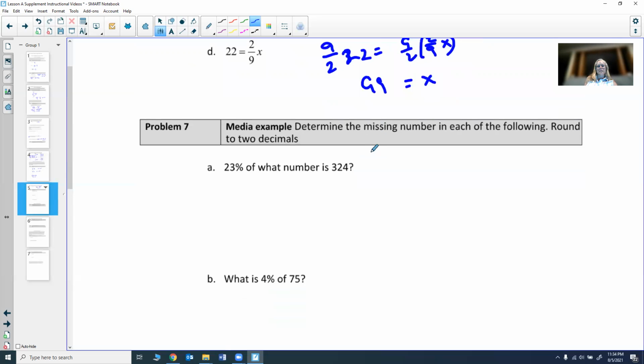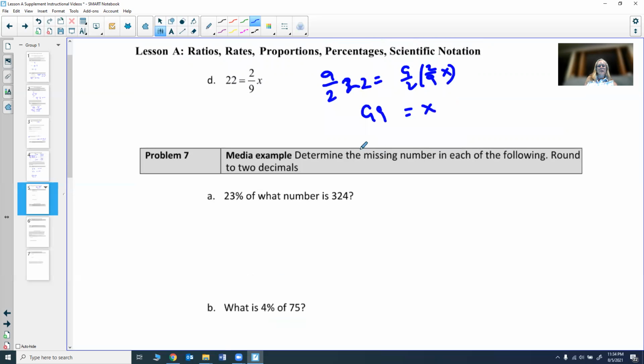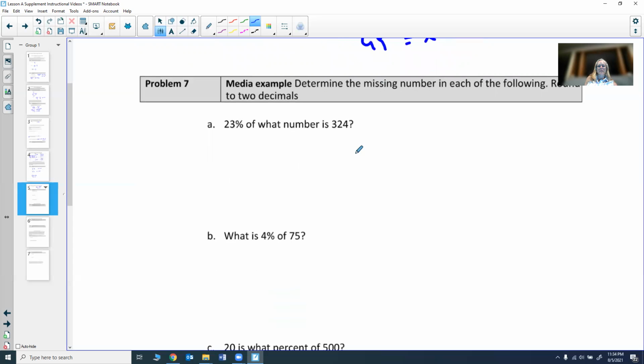All right, so let's do a little bit more. Let's actually do some where we have to set up the equation. We determine the missing number in each of the following, and then we're going to round it to 2 decimal places. So what you want to think about doing is taking this application and trying to figure out how to write it in a mathematical way.